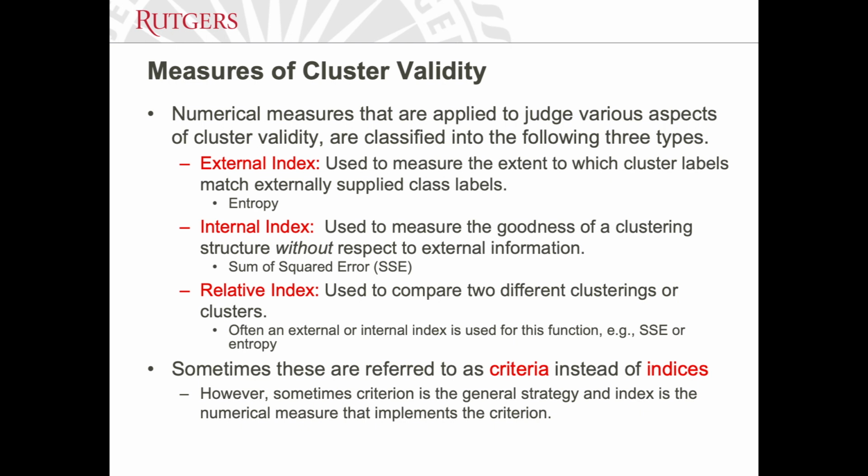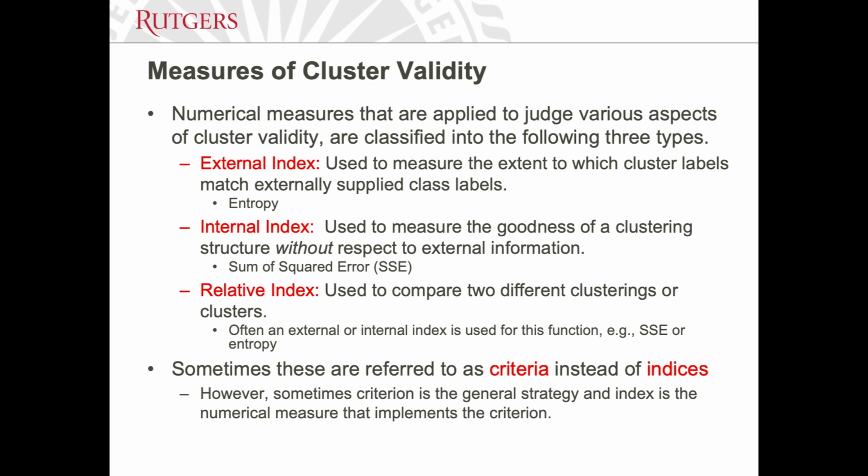The second measure is called internal index, also known as unsupervised measure. It measures how good a cluster structure is without respect to external information. A common example is the SSE, sum of squared error. Internal index is usually divided into two classes, cluster cohesion and cluster separation. We will discuss more about these two measures in the next slide.